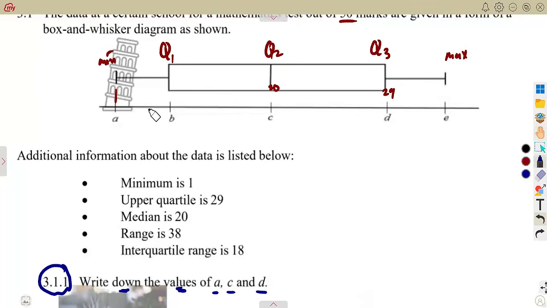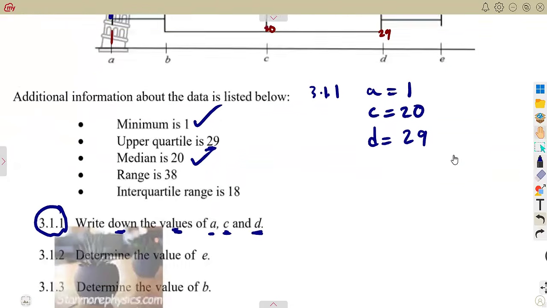What is A representing on our diagram? The minimum value. So A is the minimum value, and we have that minimum value. So A is 1. What is C representing from your diagram here? The middle part of the box. That's our Q2, the median. So we have that median, which is 20. What is D representing on this part of the box? That's our upper quartile, and we are given that the upper quartile is 29. So D is 29.